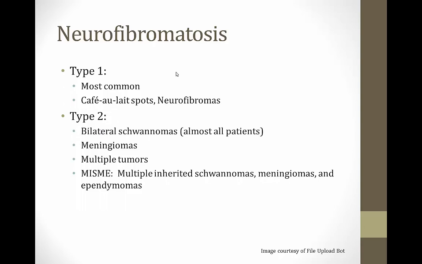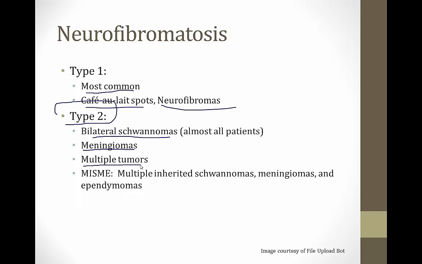There are two types of neurofibromatosis. Type 1 is the most common type, and that's the type that has the cafe au lait spots and the neurofibromas. Type 2 is associated with bilateral schwannomas. Almost all patients with neurofibromatosis type 2 get bilateral schwannomas, and this usually makes them deaf. They also get meningiomas, and they get other central nervous system tumors.